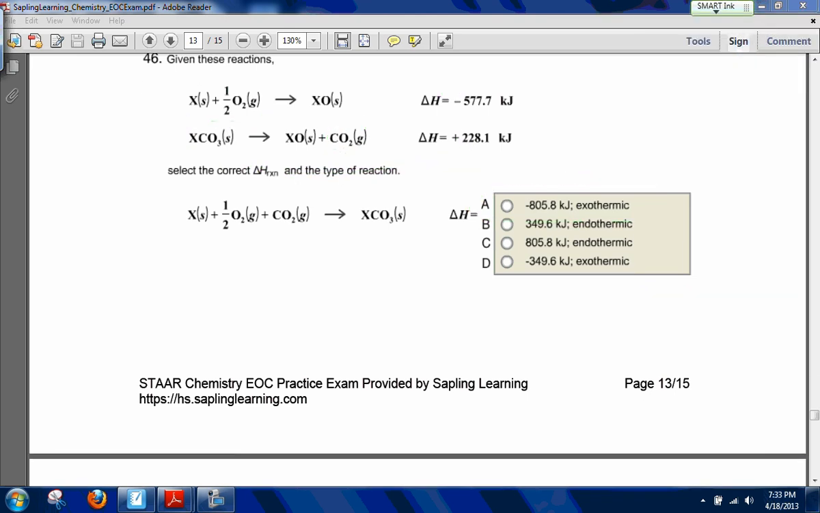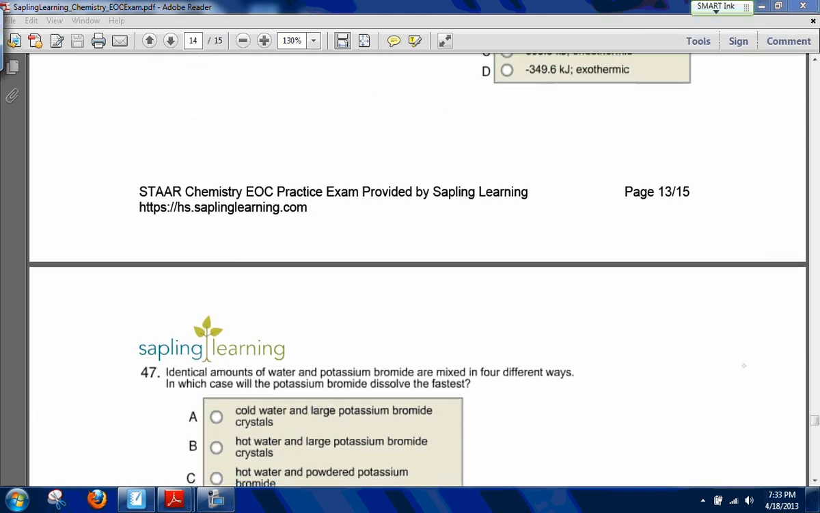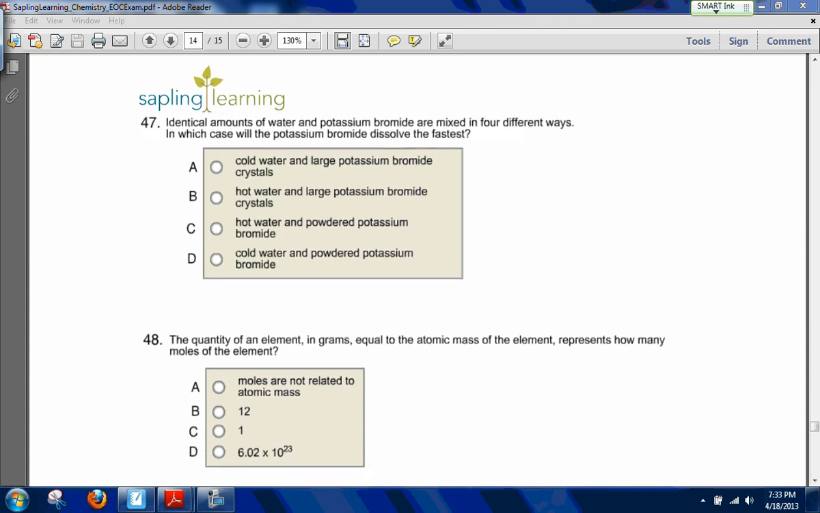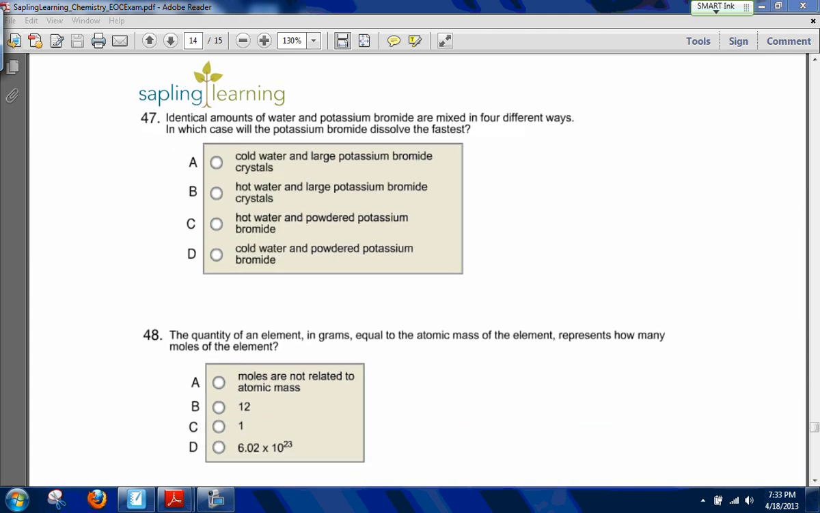These ones are a little bit confusing, but there's only four or five of them on the whole test, so we can make things easier. Number 47, identical amounts of water and potassium bromide are mixed in four different ways. In which case will the potassium bromide dissolve fastest? Remember, heat it, stir it, crush it. That's how we make things dissolve quickly.